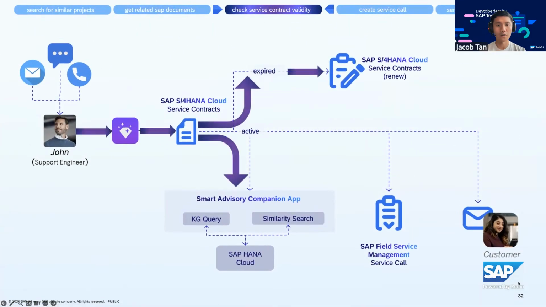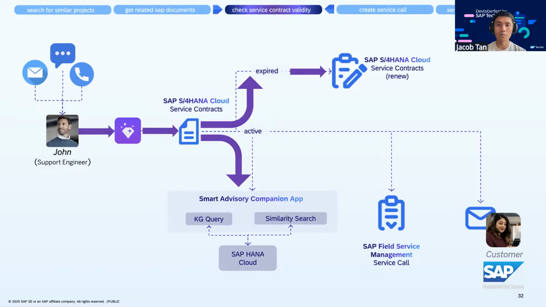Right, so for the third scenario flow, we will explore how John could utilize Joule to actually check for the service contract validity based on the contract ID. So given a scenario, let's say John is actually on the call with the customer, right? Then through the conversation, he's able to get the service contract ID from the customer, and then John is able to quickly just talk to Joule, and Joule is able to perform this action for him.